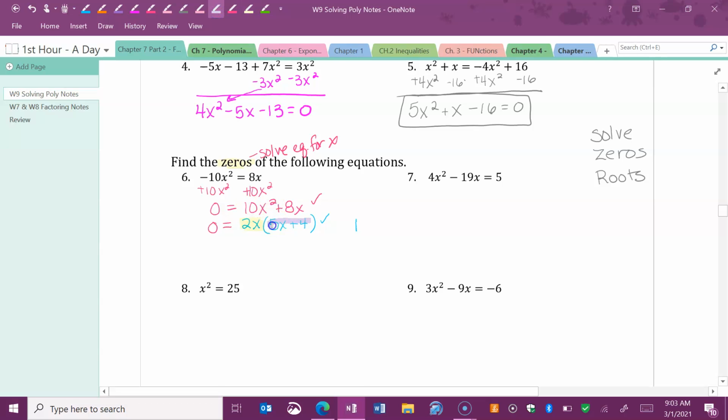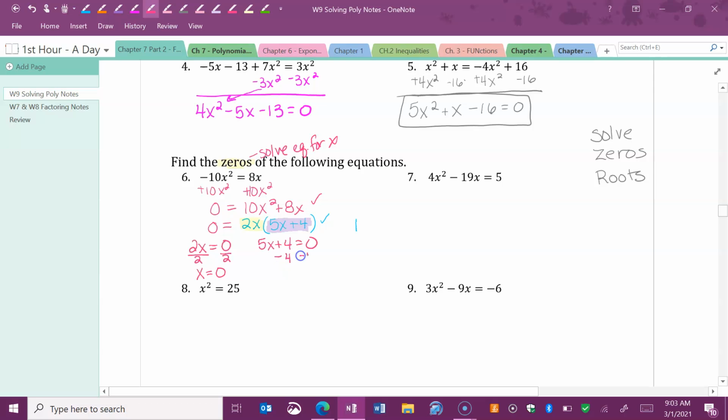Next thing we're going to do is set each factor equal to 0. One factor is 2x. The other factor is 5x plus 4. Remember, what you're asking yourself is 2 times what number is 0. So we want to do the opposite operation, which is division. 0 divided by 2 is 0. Think about that. When you plug 0 back in, does that make sense? Some of you are telling me it's 2 or negative 2. That wouldn't make any sense.